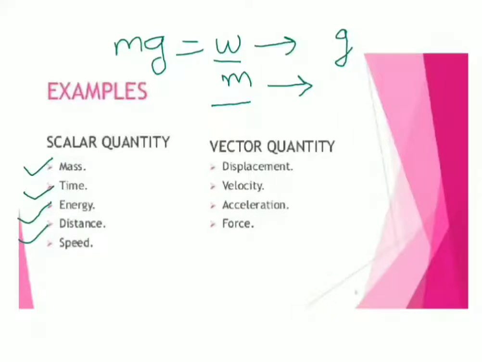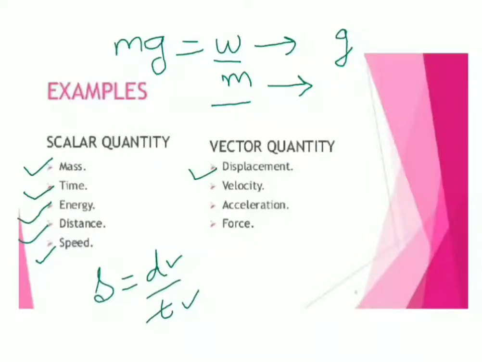Now the last one is speed. Speed is basically defined as distance by time. As you can see here, distance is a scalar quantity and time as well is a scalar quantity. That's why speed is also a scalar quantity. Now let's try to understand the vector quantity. The first one we have is displacement.